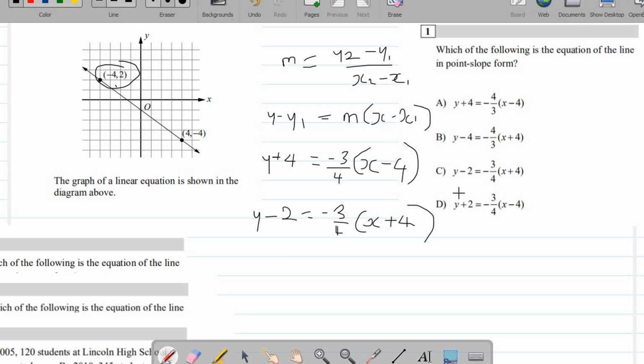So let's check which of them matches. So you have y minus 2, x plus 4, so definitely the answer is C. They decided to use the second point. Okay, alright, let's go to the next one.